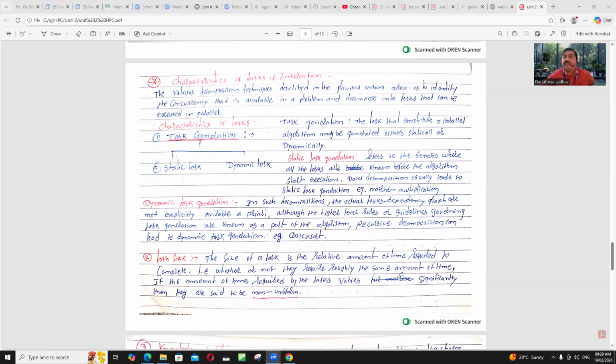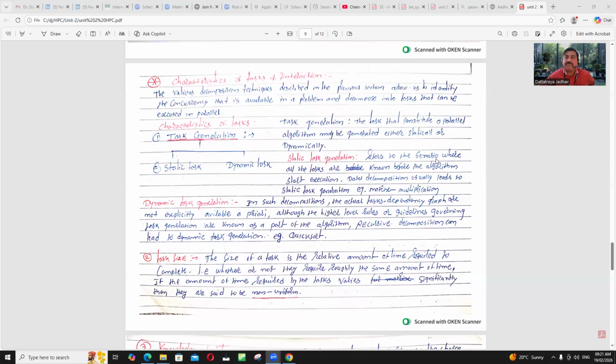So what is static task generation? It refers to the scenario where all the tasks are known. I mean, before you develop or execute any algorithm, you know all the tasks, before the algorithm starts execution. Data decomposition usually leads to static task generation. An example is matrix multiplication. Whenever you do matrix multiplication, you know the number of parameters, how they generate the resultant matrix, and we depend upon those parameters. That is what we learned in the data decomposition method, right?